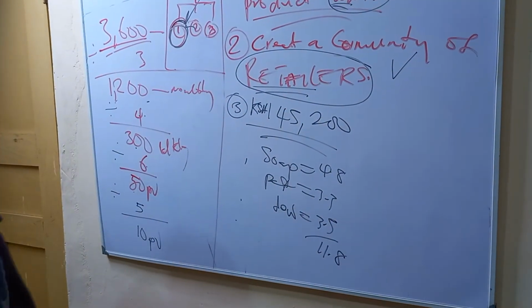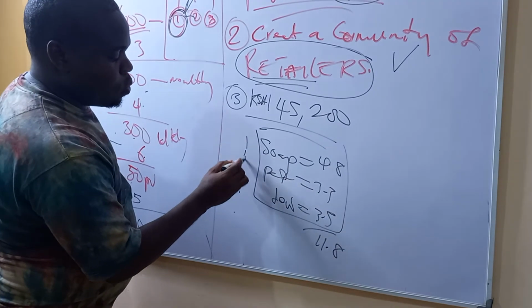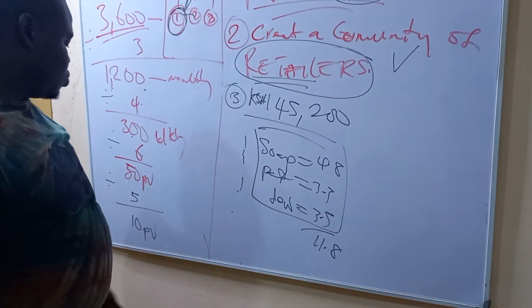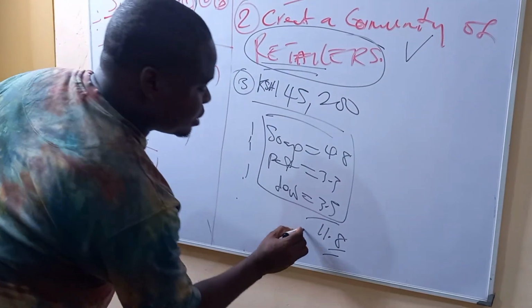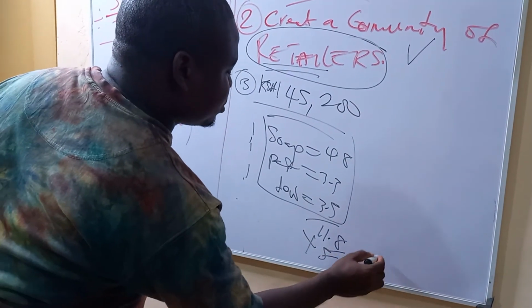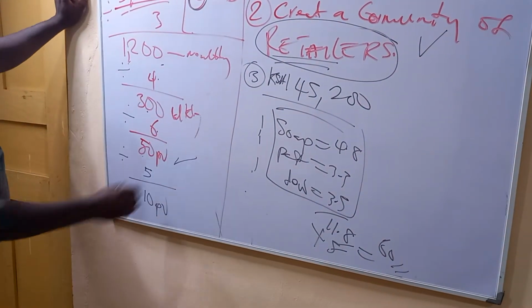Imagine even if you have 5 store owners who are buying only one every single day, 5 of them, you've been able to achieve 11.8 times 5. That has got you over 60 PVs in that day. Your target has been achieved.